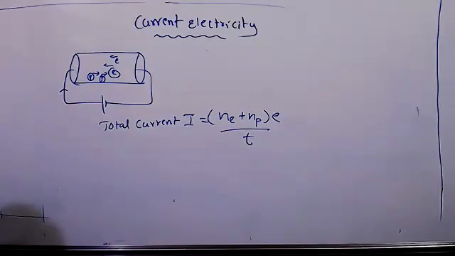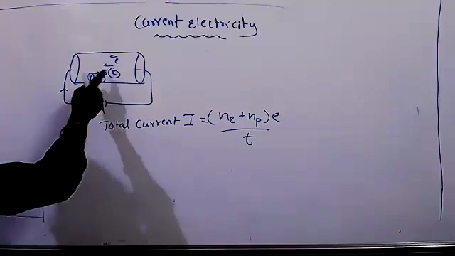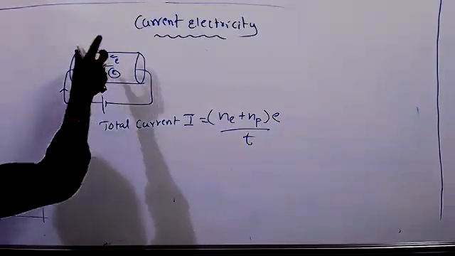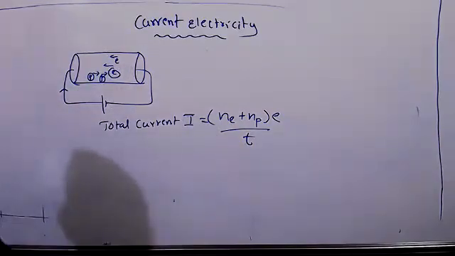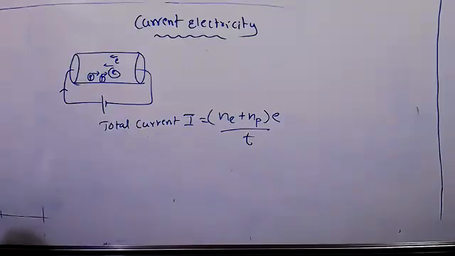But now, whatever I'm telling at this time, remember: if electrons and protons, both are moving, what is the total current? Then you have to add Ne plus Np into e by t. It is one more formula for current. Till now, whatever I have discussed, you will get everything today.